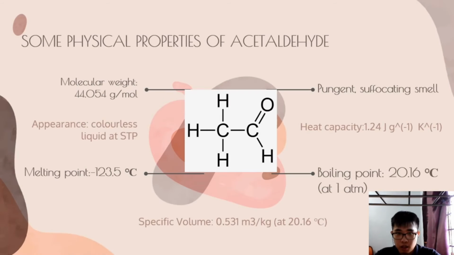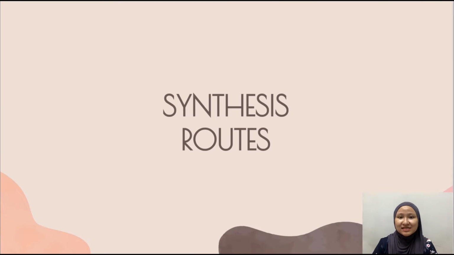For the physical properties of acetaldehyde, basically it's just a colorless liquid at standard conditions. It has a pungent and sub-alkali smell, a boiling point of 20.16 degrees Celsius at 1 atm, a melting point of -123.5 degrees Celsius, and a specific volume of 0.531 at the boiling point. I will continue by explaining the synthesis route.